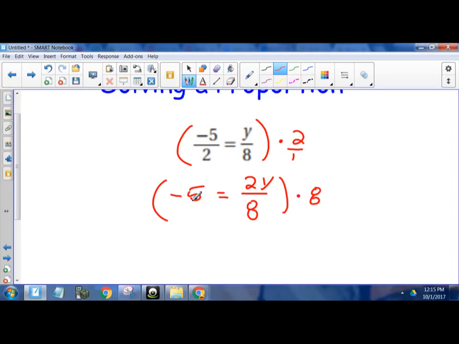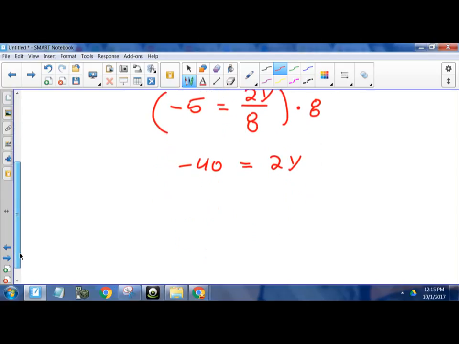So to do the left one here, negative 5 times 8 is simply negative 40 equals, and then 2y divided by 8 times 8, the 8's cancel. And so you're just left with 2y. Okay? And what we've done is cross-multiply, right? Because you have y times 2 makes the 2y, and negative 5 times 8 makes the 40, or the negative 40 rather. So that's why cross-multiplication is a legal move in mathematics.